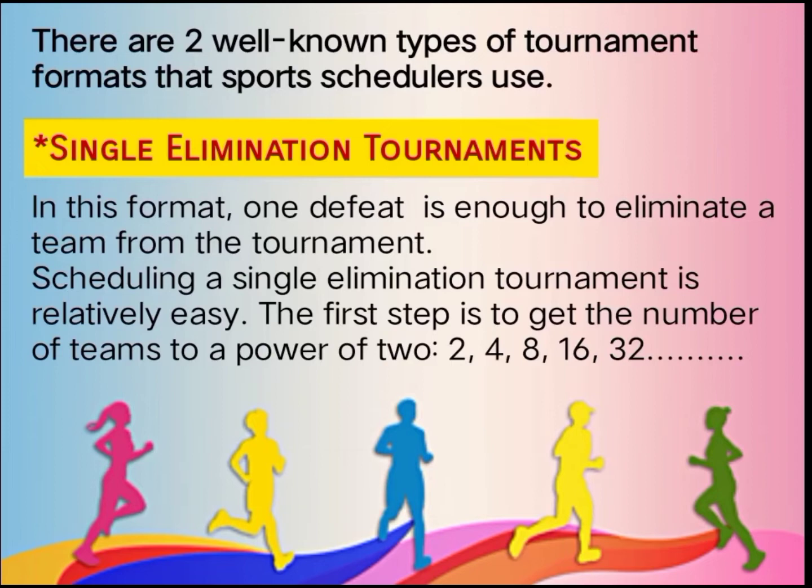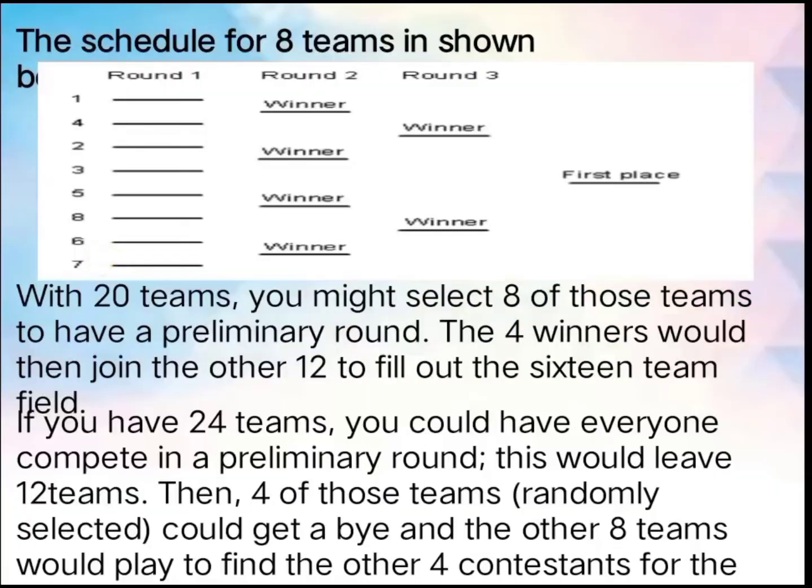Scheduling a single elimination tournament is relatively easy. The first step is to get the number of teams to a power of 2: 2, 4, 8, 16, 32, and so on. A simple way to describe a single elimination tournament is that the winner of each match moves on and the loser goes home. So the schedule for 8 teams is shown below.